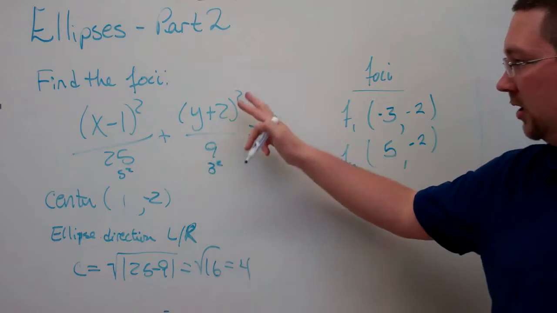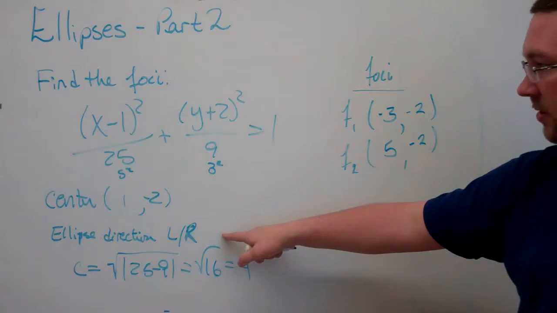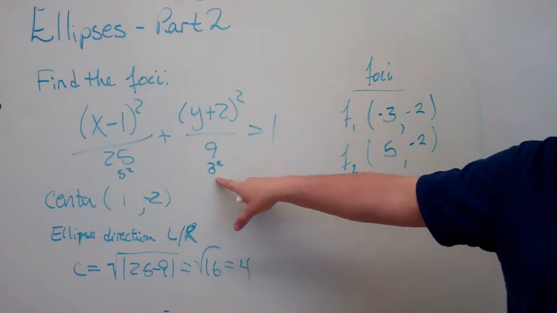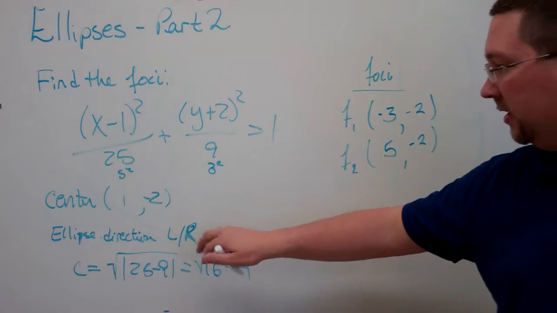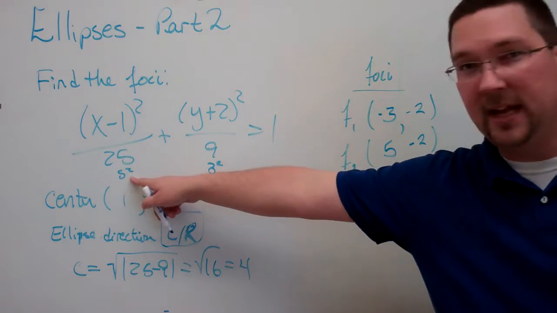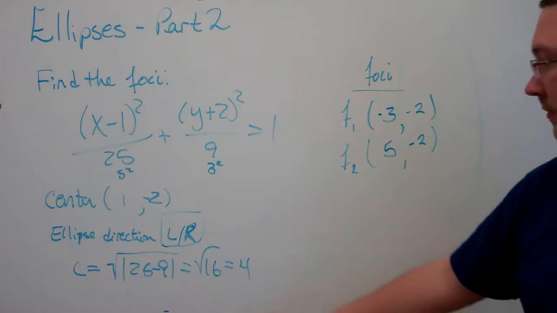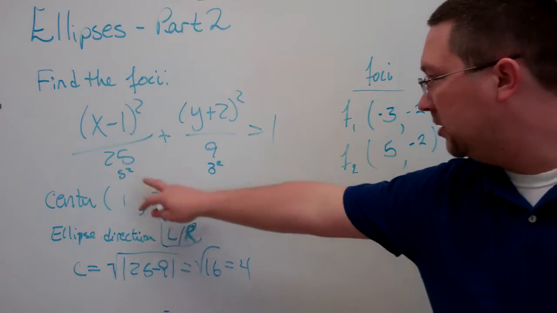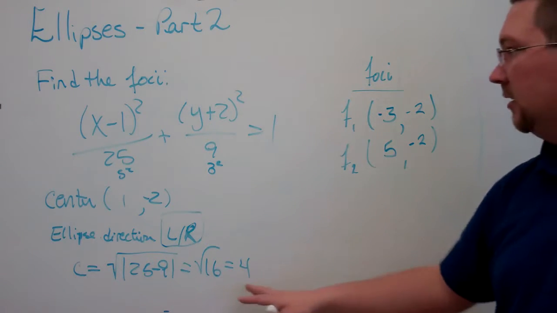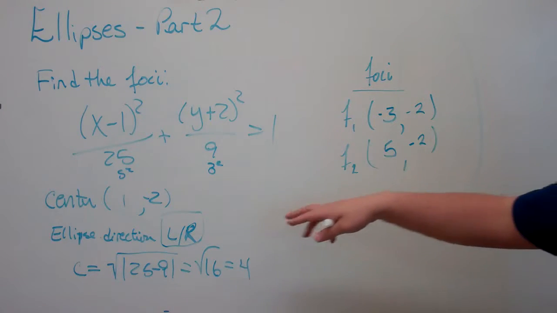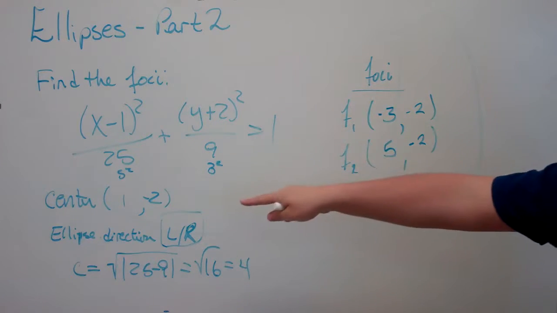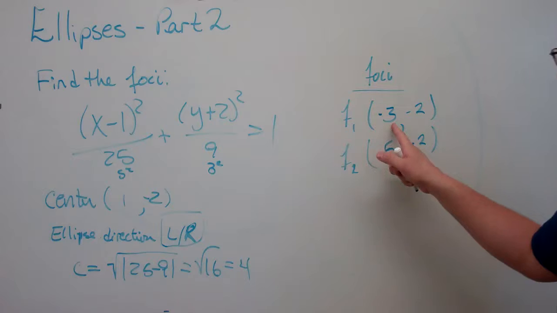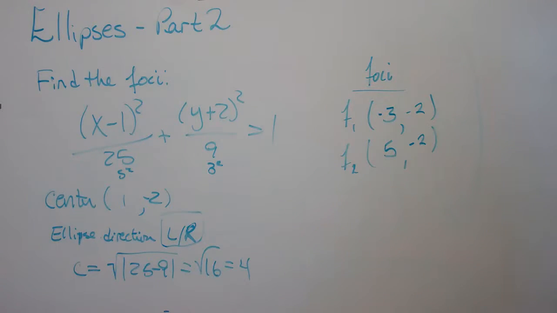So first thing you want to do, you get your equation, find your center, find the ellipse direction. Whichever one of these is bigger: if this one's bigger, it's left-right. If this one's bigger, it's up-down. So we determined that ours is left-right because a squared is bigger. Now that we know that, we found our C, which is the square root of the absolute value of 25 minus 9. That was 16, so 4. So we know that it's left-right. Our y values are going to be the same as our center point. And for our x values, we simply take 1 and subtract 4 to get our left one, and 1 plus 4 to get our right one.